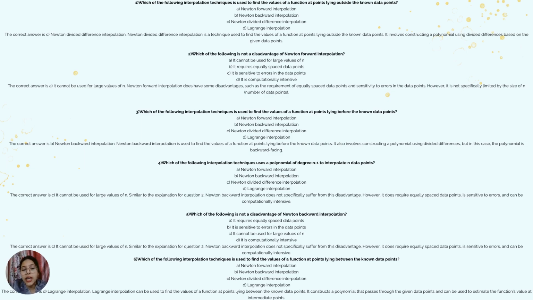Lagrange interpolation can be used to find the values of a function at points lying between the data points. It constructs a polynomial that passes through the given data points and can be used to estimate the function's value at intermediate points.